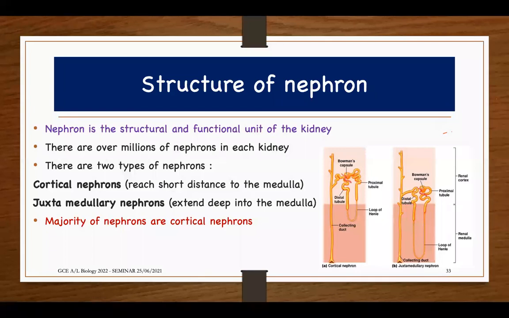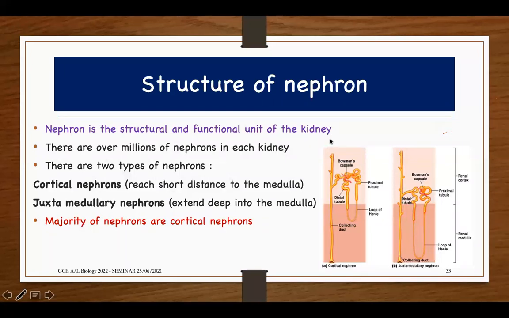Right? So there are over millions of nephrons in each kidney, and two types of nephrons. In the tute I have asked you what the two types of nephrons are: cortical nephrons and juxtamedullary nephrons. Cortical nephrons reach only a very short distance into the medulla, but juxtamedullary nephrons extend deep into the medulla. If you look in this picture, you can see a cortical nephron. It hasn't gone very deep, but this juxtamedullary nephron has gone deep into the renal medulla.